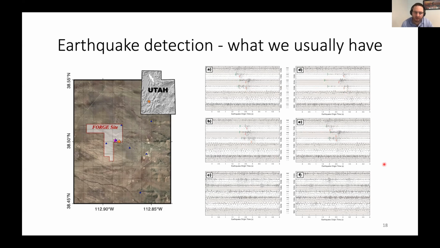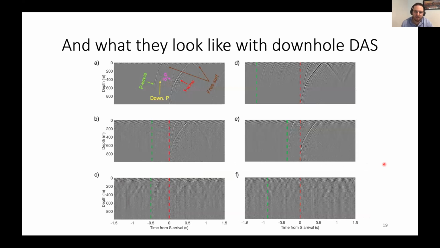But if you look at exactly the same windows with DAS, all of a sudden you see what's happening, right? So at the top row, those are like the really good events. You can see upgoing P. You can even start seeing those faint downgoing reflections. Those are actually coming from a geological contrast, probably the water table. As the P waves go up, they reflect from the surface. We have, again, this shear wave and this S to P conversion.